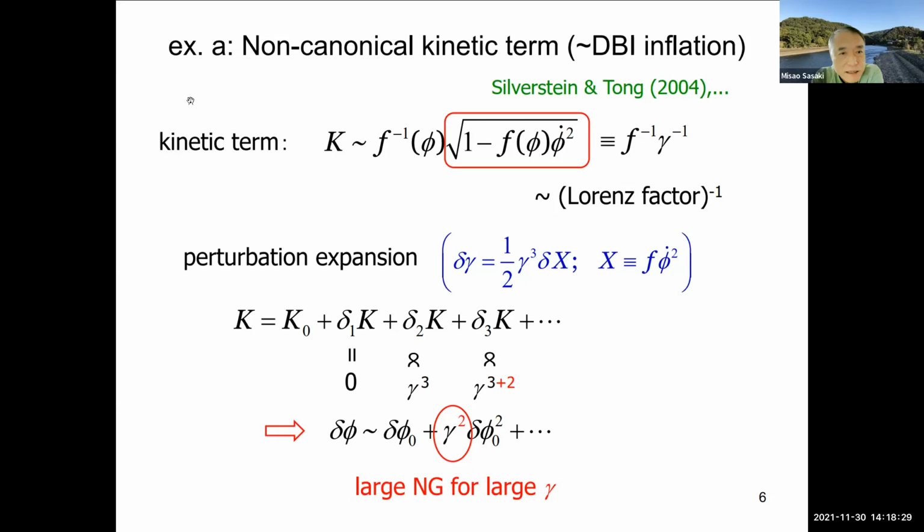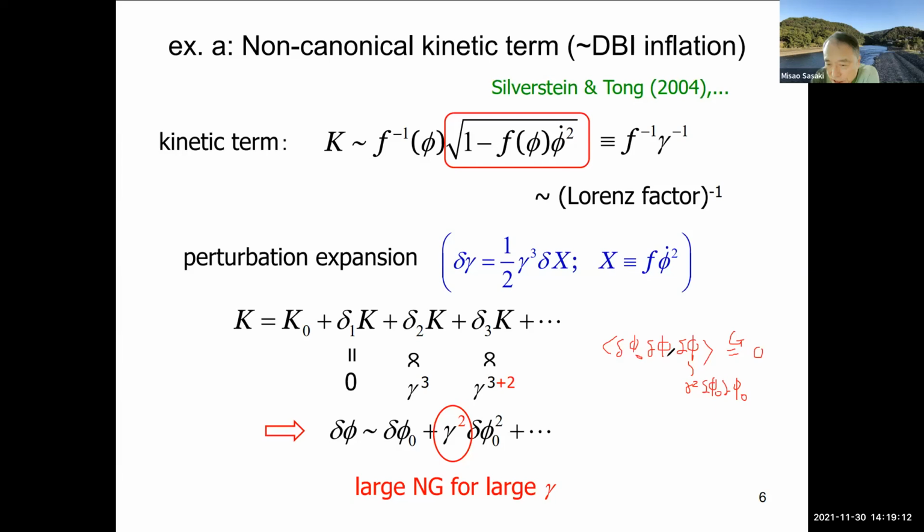This is because if you consider the three-point function of, let's say, a scalar field, if there is no higher-order correction term, then this will be zero for the Gaussian case. But if there's any non-trivial term like delta phi squared, then one of them will have gamma squared, delta phi zero squared, and you can replace this with the leading order term.